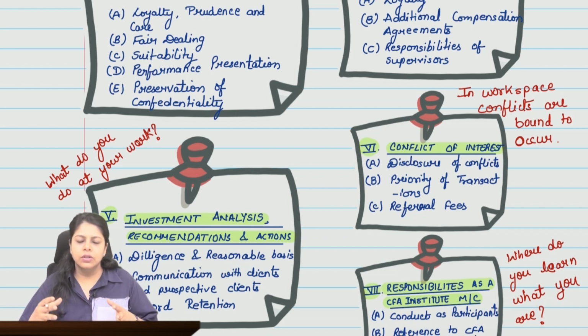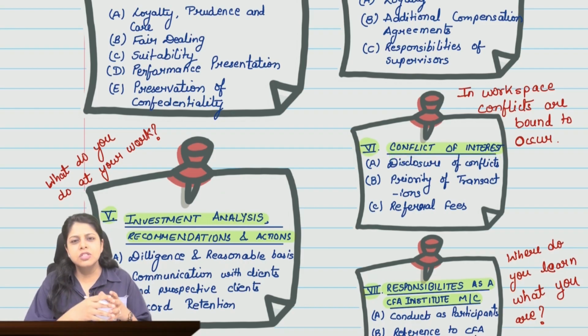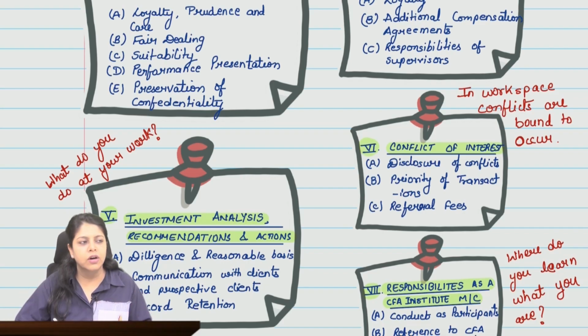Now whenever you are in any office or at your workplace, conflicts are bound to arise. So your 6th standard is conflict of interest. It's just my way of giving you a shortcut to remember what the standards are. Though it is not mandatory that you remember each and every standard's name and in sequence, it definitely helps if you have the idea of what the standards are called.